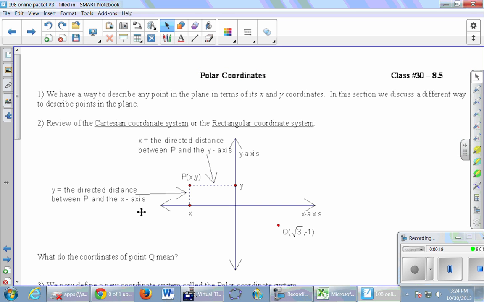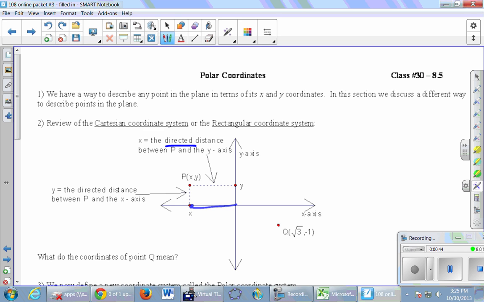Let's get started. We have a way to describe any point in the plane in terms of its x and y coordinates. In this section, we discuss a different way to describe points in the plane. First, a review of the Cartesian coordinate system or the rectangular coordinate system. So you've got some random old point over here, P, and we'll say it's at x and y. So what does it really mean, this number x? Well, x is just how far it is from the origin to the point, right?